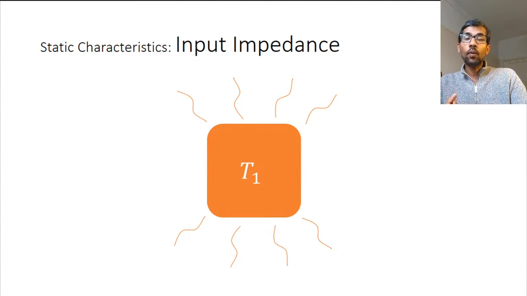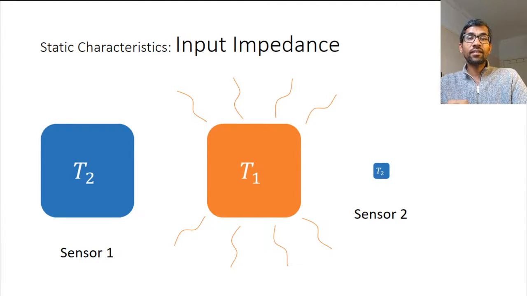So let's say we are measuring the temperature of this object here. The temperature of the object is T1 and its size is shown by the box that I have drawn there. Now, which sensor would you like to use to measure the temperature of this object? Would it be sensor 1 or sensor 2? Now, the sensors are at different temperatures compared to the object, and we want to measure the temperature T1. Which sensor would you like to use?